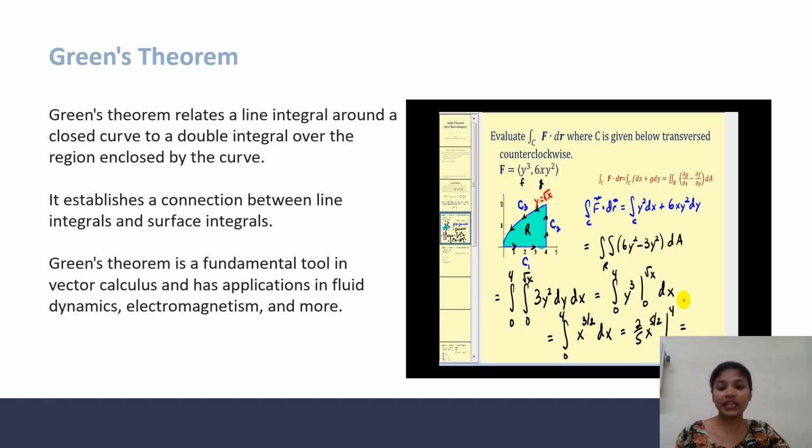Green's theorem. It states that the line integral around the boundary of a plane region, that is, the line integral around a closed curve, is related to a double integral over the region enclosed by the curve. It establishes a connection between line integrals and surface integrals. Green's theorem is a fundamental tool in vector calculus and has applications in fluid dynamics, electromagnetism and more.